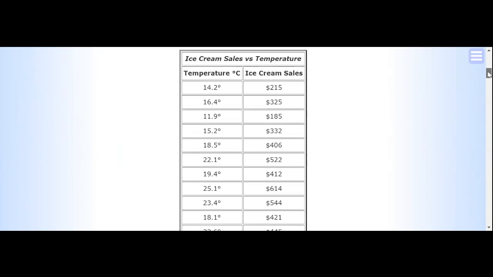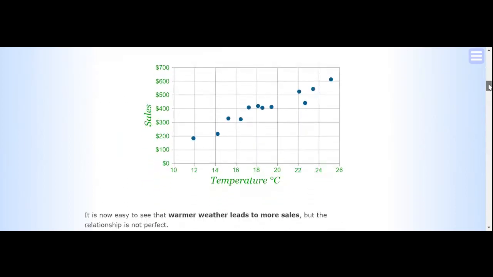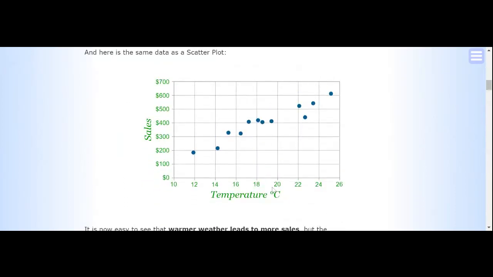So what we would do is we take this data and we're going to plot it on a graph. And they did that already for you here. So they have temperature as the x-axis and sales as the y-axis. And you can see that the graph looks pretty linear. It kind of looks like a line.